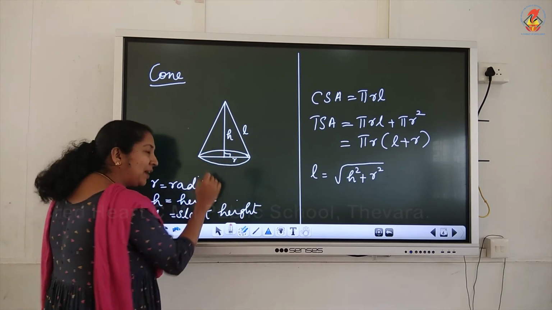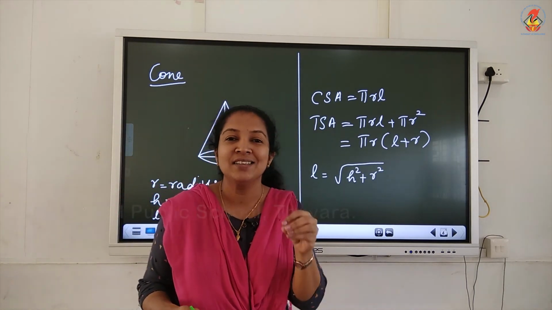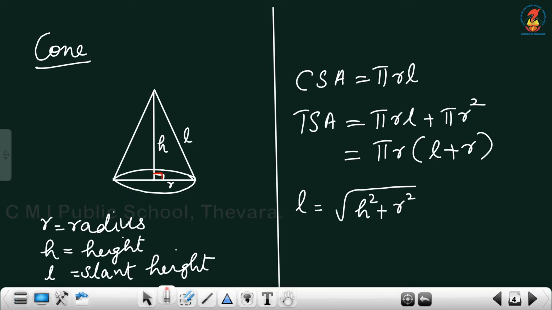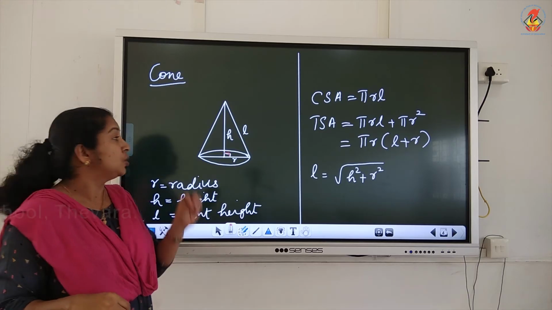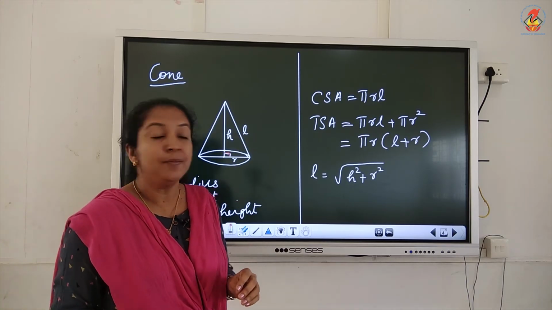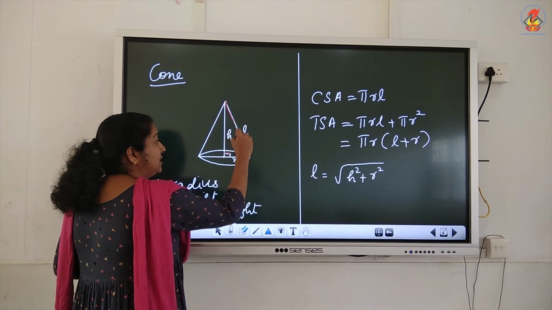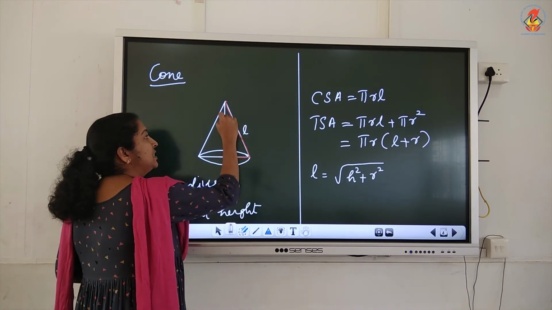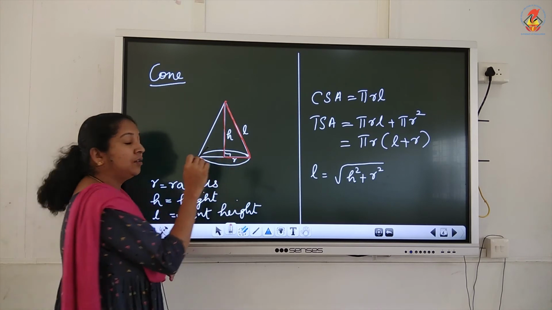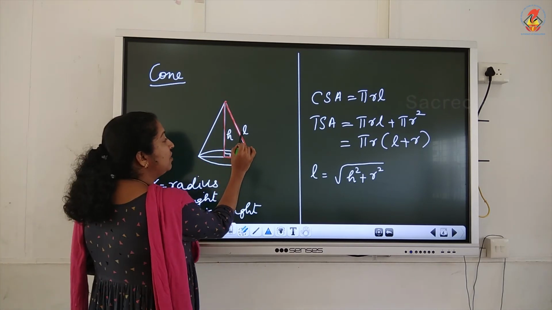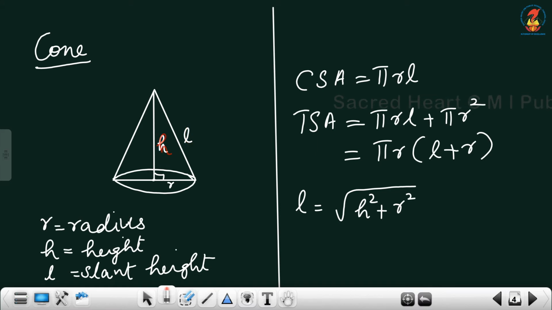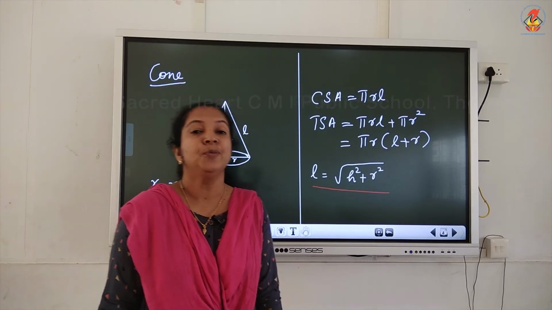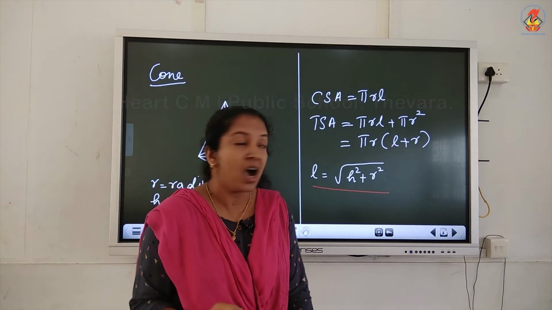Here also we are calling this cone a right circular cone because radius is perpendicular to the height, or height is perpendicular to the radius. In this, l is this length, known as slant height. Here we are getting a right triangle, so we can find l using Pythagoras theorem. The slant height l is equal to root of h square plus r square.